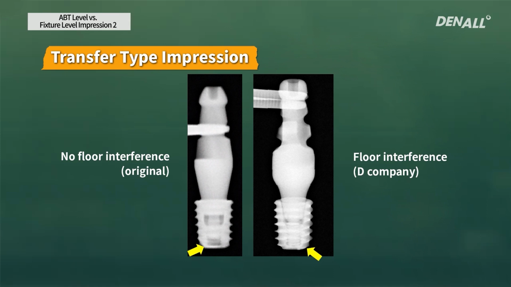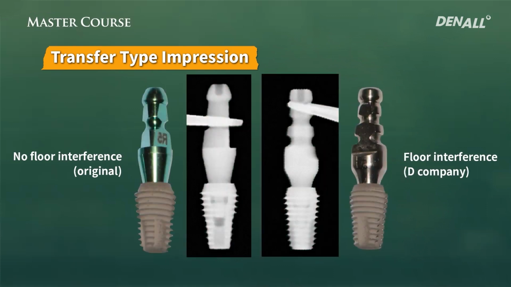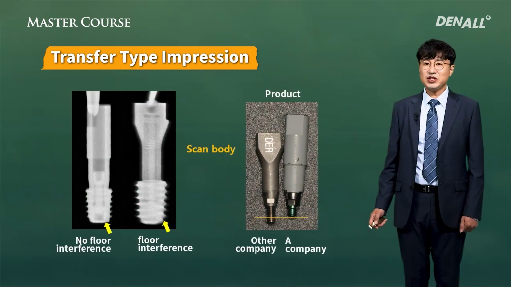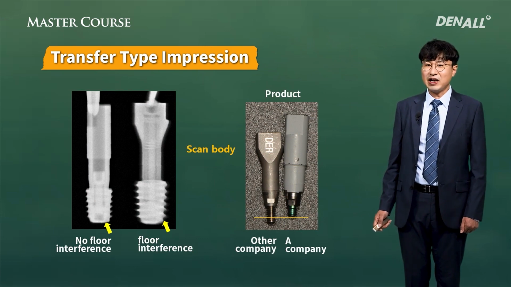And in the short implant, this type of mistakes can occur. And if diameter with 6 or 7, there could be floor interference if it's other companies' products. So it's same with the scanned body. So you need to understand other companies' products also well. Otherwise, you could have mistakes on your hand.